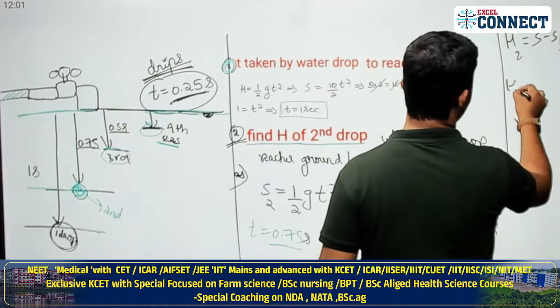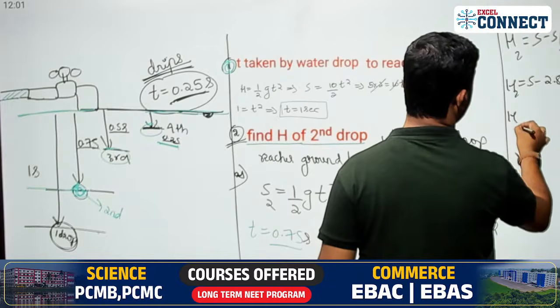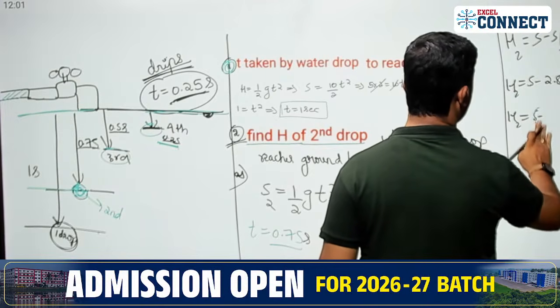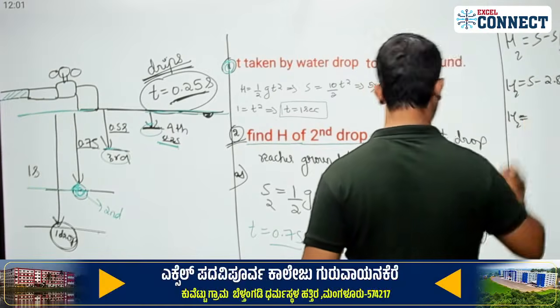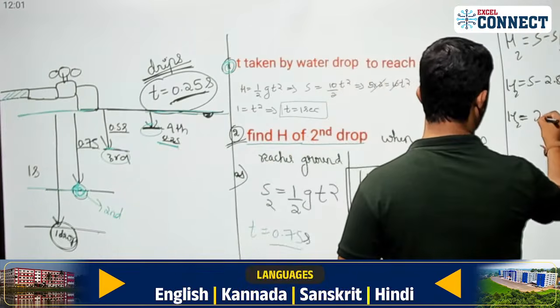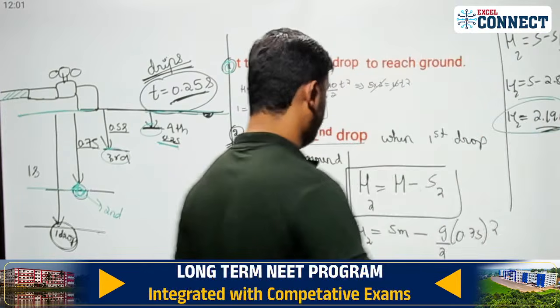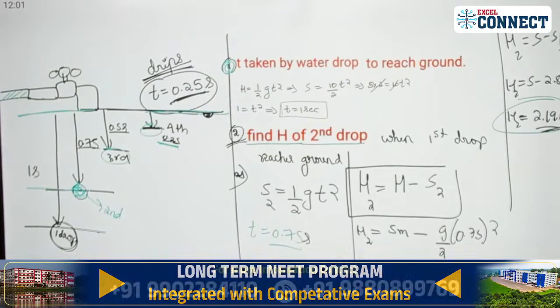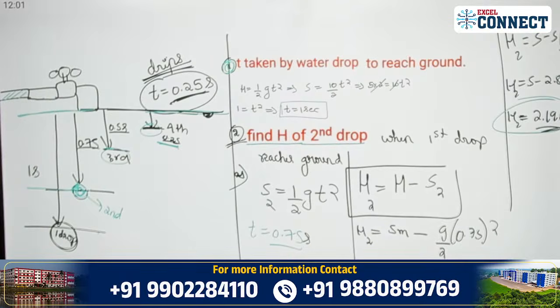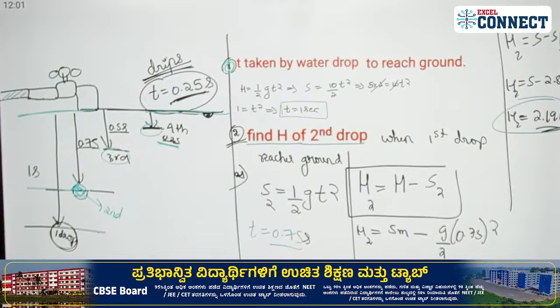So h2 is 5 minus 2.81. So h2 is equal to 5 minus 2.81, so this is 2.19 meter, right? So what is the height of the second drop? Height of the second drop is 2.19.